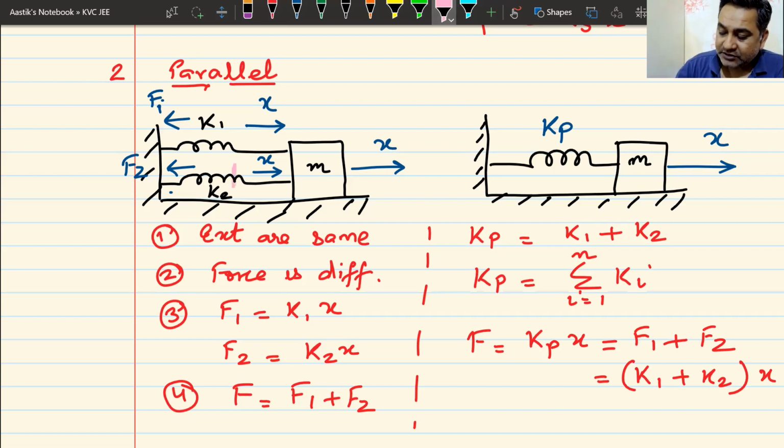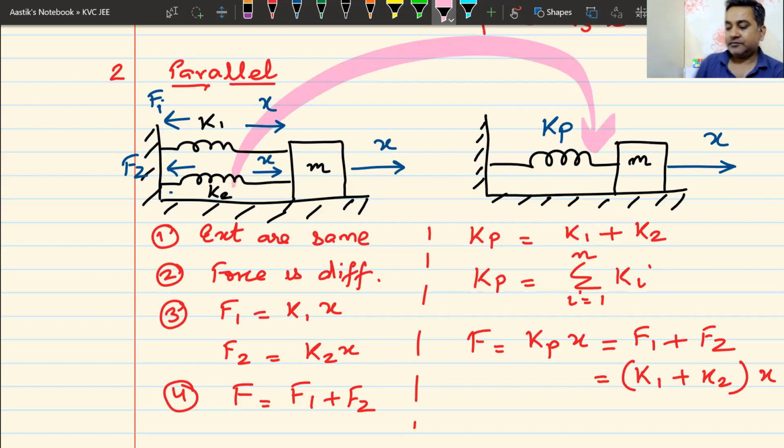I have replaced these two springs by a single spring, and the value of spring constant for this spring is Kp, which is nothing but equal to K1 plus K2. If you have more than two springs, it will be summation of Ki. I'll give you a minute to write it.